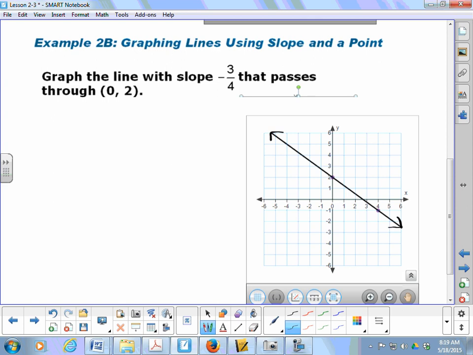Don't you wish you had that on your paper? Yeah. Boom, boom, and hit a button and the line draws. No, that's the lazy way. That's the lazy way. Yeah.